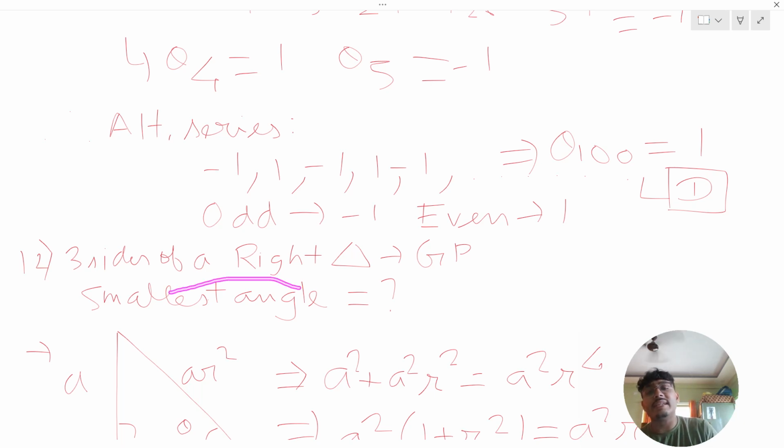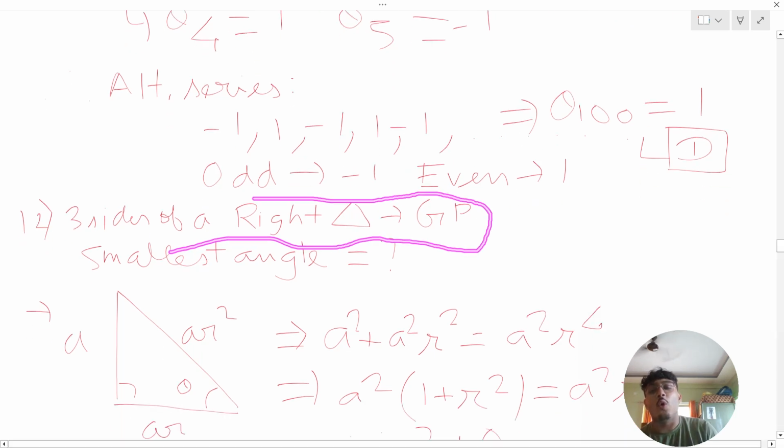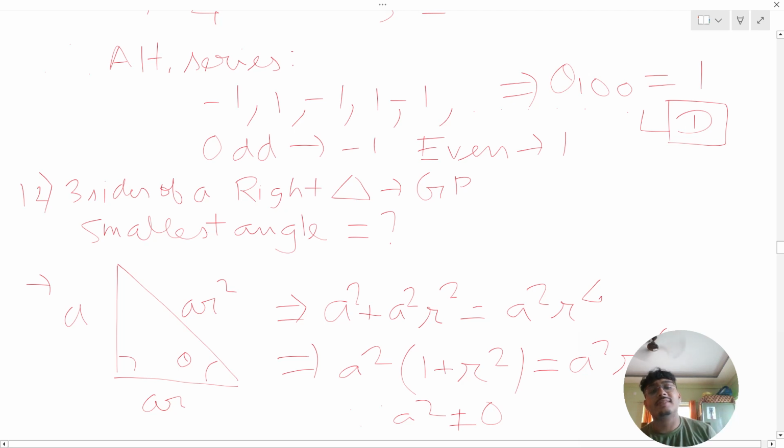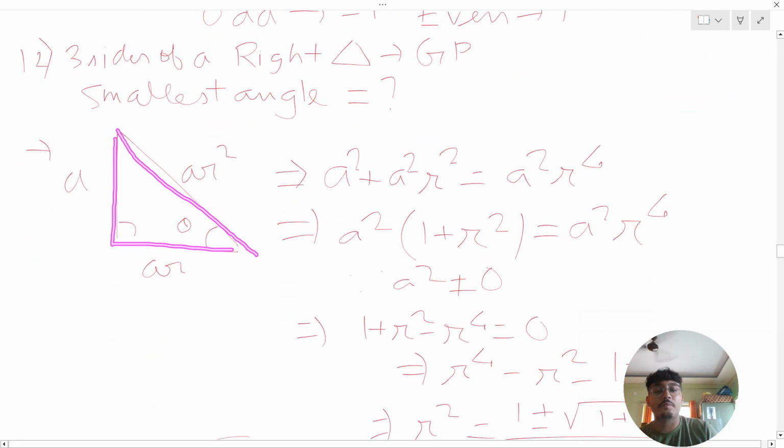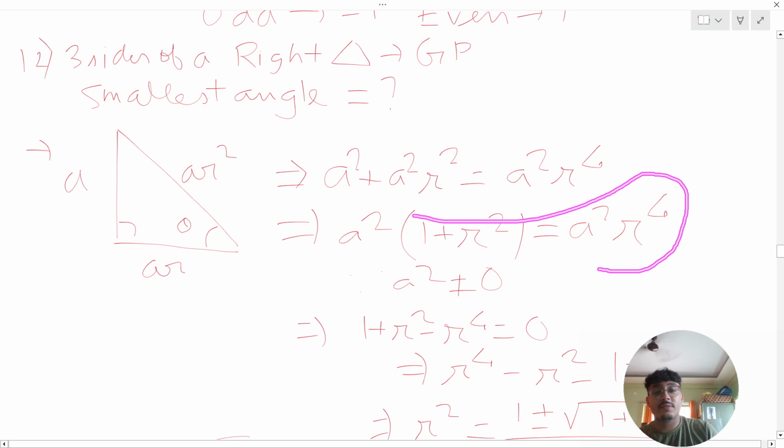So whenever three sides of a right angle triangle are given in a GP, we take them to be a, ar and ar square. Since my hypotenuse is the longest side in a right angle triangle, I keep it ar square. A and ar, you can change it accordingly, no problem with that. Following Pythagoras theorem, a square plus a square r square equals a square r to the power 4. We ultimately get this equation.